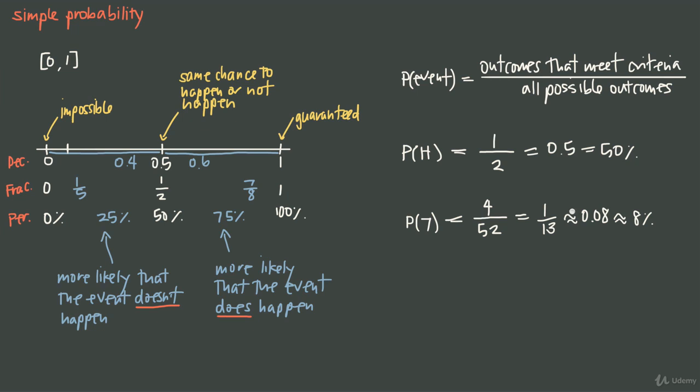Now, one thing we want to say about our probability formula before we go on is that this denominator of all possible outcomes really should say all possible equally likely outcomes. When we're calculating simple probability like this and we're using this formula, we are relying on the fact that all possible outcomes means all possible equally likely outcomes.